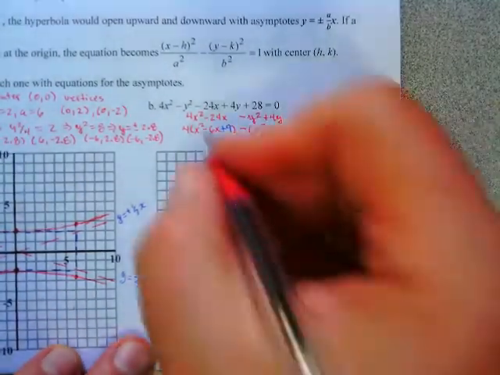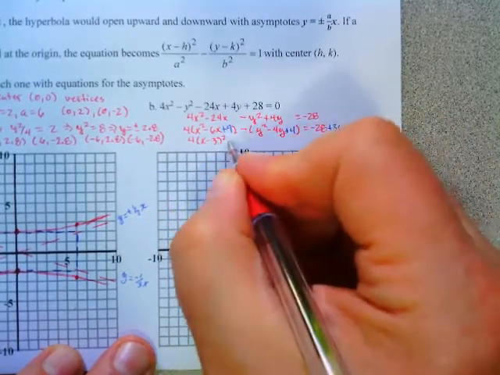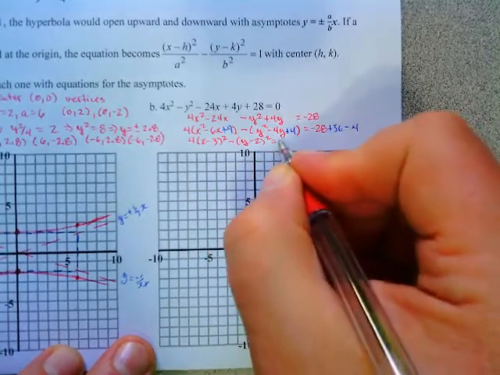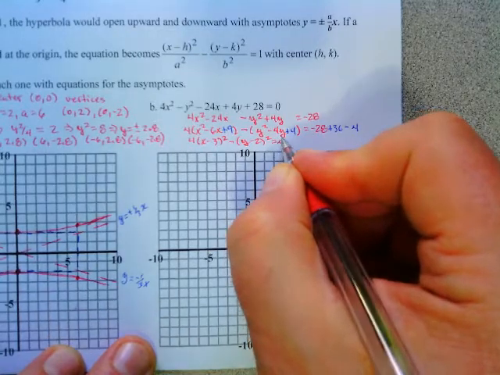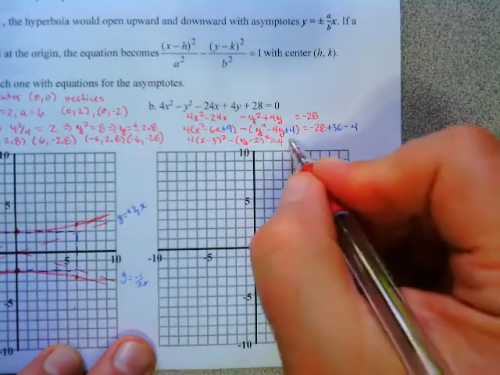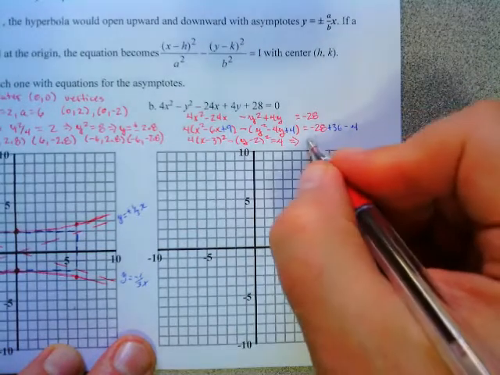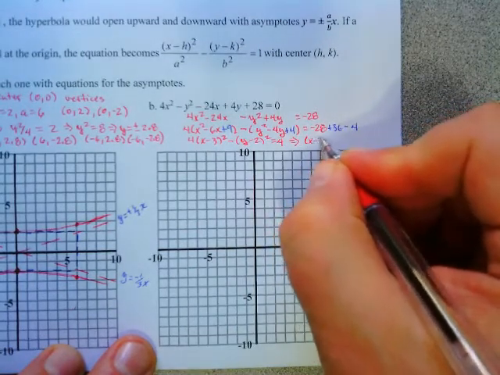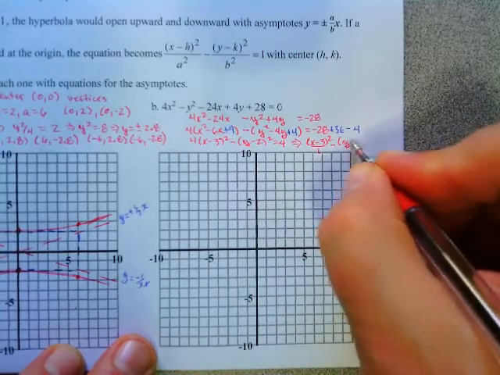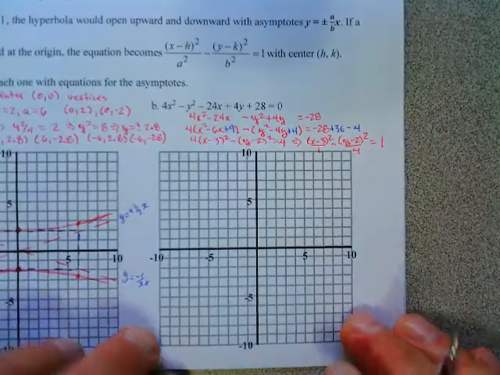So I'm going to end up with 4 times (x minus 3) squared subtract (y minus 2) squared equals 4. I've got to have a 1 there, so I'm going to again divide everybody by the 4. I'll have (x minus 3) squared over 1 subtract (y minus 2) squared over 4 equals 1. And now it's in the standard form.